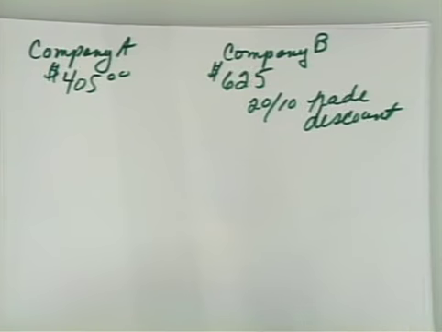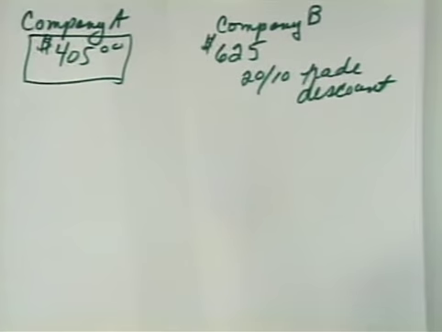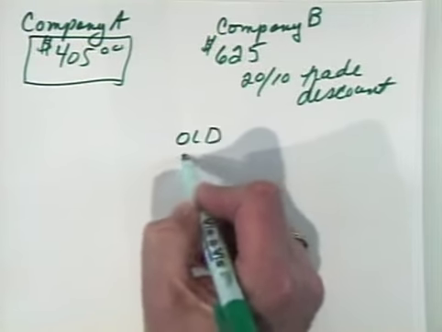So we actually know that from Company A we can buy it for $405. To begin with, what I need to know is what's my current net cost with Company B. Does that make sense? We need to find out what it would cost us if we bought it from Company B. So we actually know it would cost us $405 from Company A. From Company B, we're going to set up an old change new.